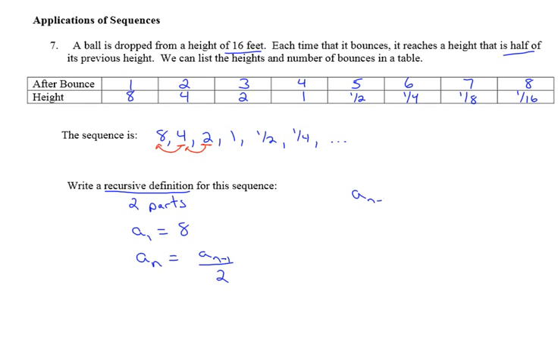A sub n minus 1 means the previous term. A sub n is the current term, the one you're looking for. So a sub n minus 1 is the one before it.